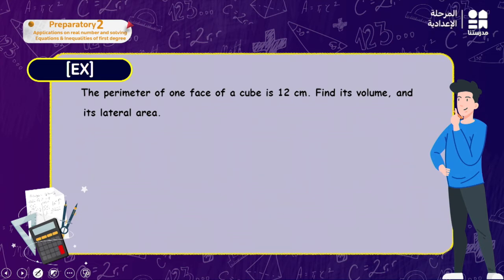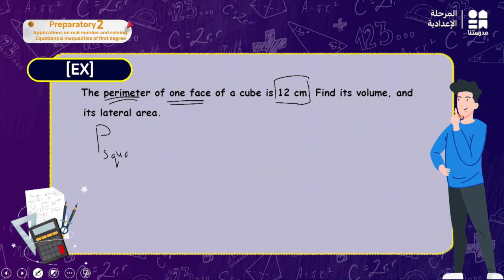So here, the perimeter of one face of a cube is 12 centimeters. Benefit from the given. He told me the perimeter. What is the perimeter of the square? Yes, the perimeter of the square.